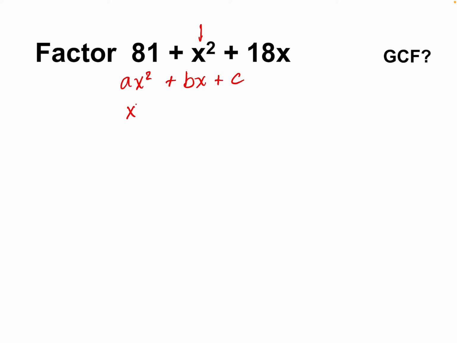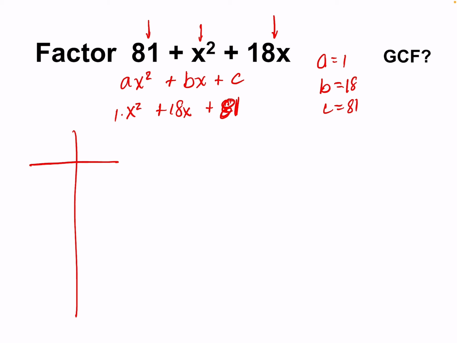So it's x squared, or if you want to call it 1x squared. Then the x term comes next. That's that one. So plus 18x. And then the 81 comes last. That's our constant. C stands for a constant. Let's make that an 81. All right. Now, A equals 1, B equals 18, C equals 81. All right. AC method.